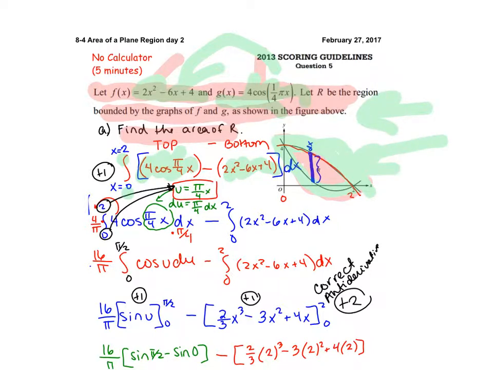They did give you this graph, so you can kind of tell it's going to be from 0 to 2. So it starts from 0, you go to 2, you do the integral. And, oh, by the way, there's a minus. Don't forget the minus. So it's going to be top minus the bottom. So cosine minus the parabola. And then separate the integration, which makes sense.